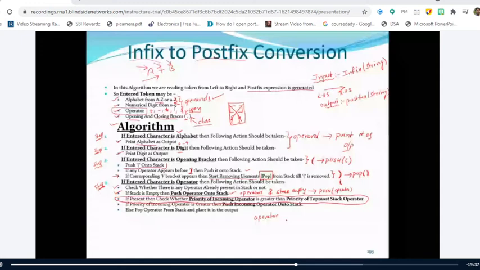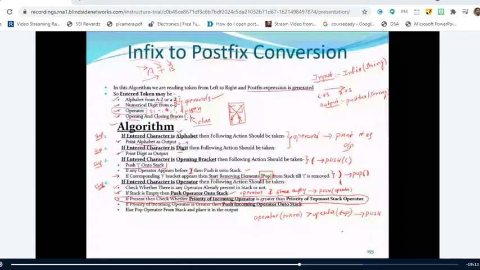One is the operator token, which you have read, and the next operator is the one on the top of the stack, right? If the priority of the token is greater than the priority of the operator present on the top of the stack, you have to perform a push operation.